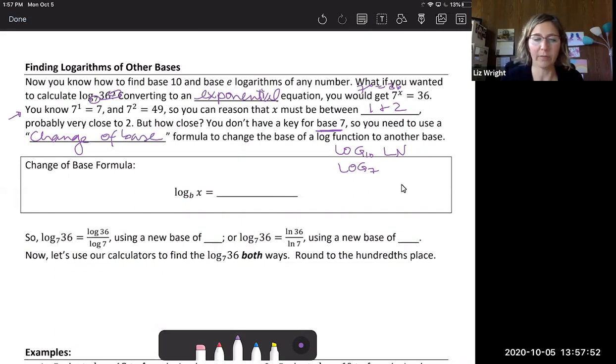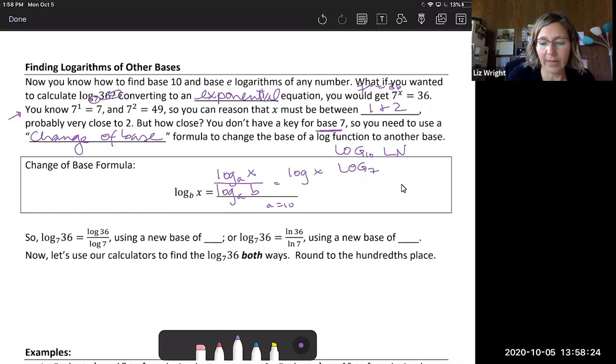To change the base of a log function to another base. If we have log base b of x, we can change it to any base that we want. We could say log base a of x divided by log base a of b. Let's say I choose a equal to 10, because that's the button I have on my calculator. You can totally do that, and write it as log of x all over log of b.